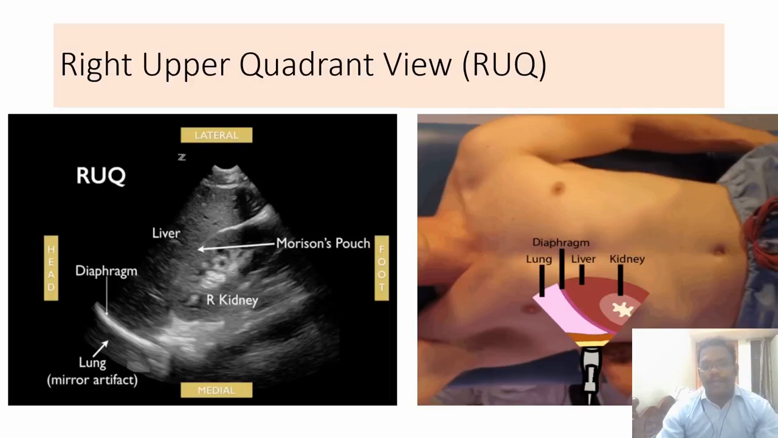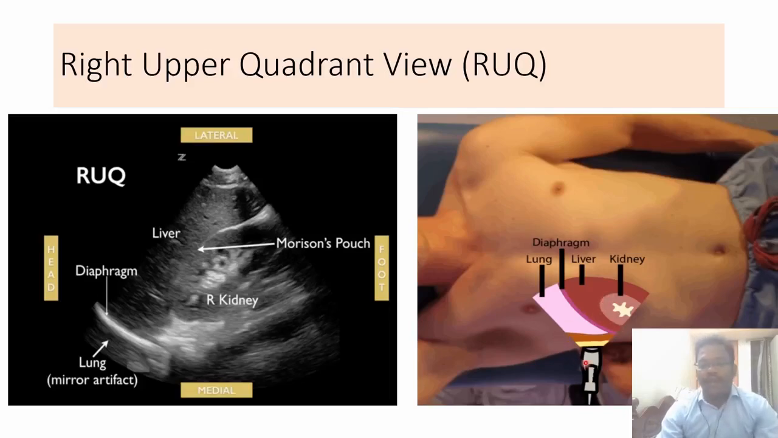The liver is the most commonly injured organ in blunt trauma abdomen. The right upper quadrant view is the most sensitive view of E-FAST assessment to detect the free fluid. So what are the structures in the right upper quadrant view? Here we can see the diaphragm. Above the diaphragm we have the right lung. Below the diaphragm we have the liver, and here we can see the right kidney. The space between the liver and right kidney is called Morrison's pouch.